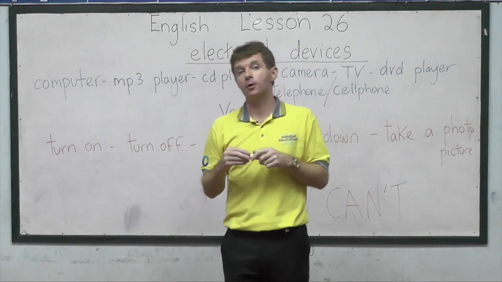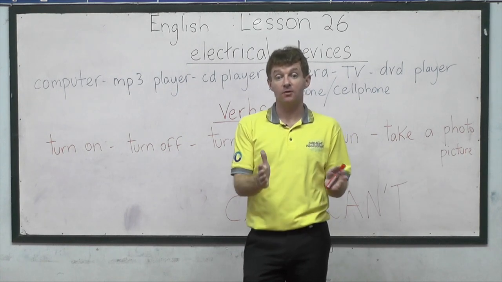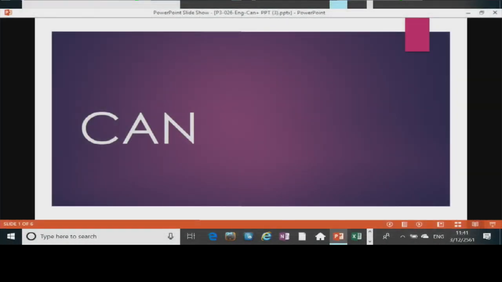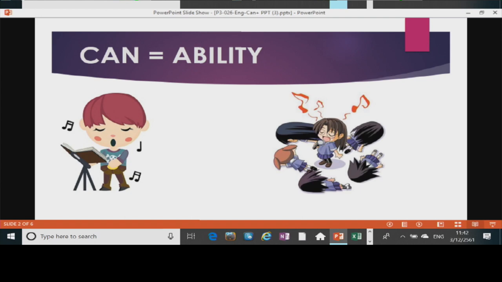And now we've got a PowerPoint presentation for you to look at first. Okay? So guys, all turn to the TV screen. So the title of today's PowerPoint presentation is can. Why do we use the word can? To express an ability of something we can do. You see, can equals ability. If we can do something, that means we have an ability. Like teacher Wes can swim.